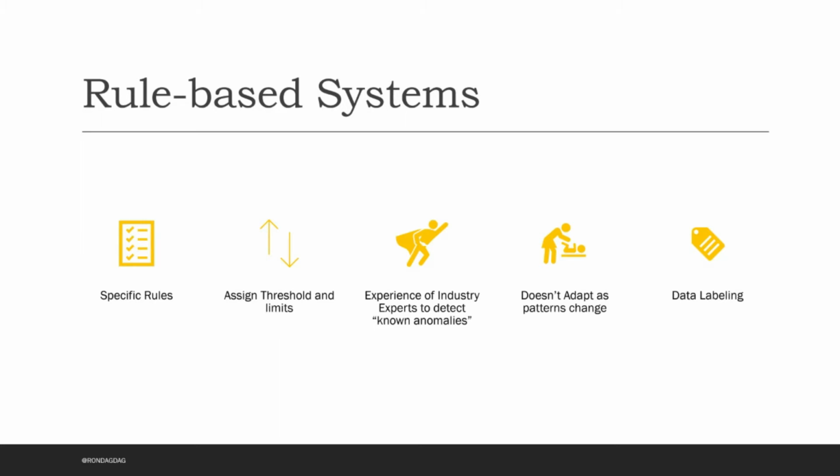The disadvantage is it does not adapt to pattern changes. Through time, the environmental changes can have impact, right? And then, of course, data labeling. You have to label your data as anomalous or not, those kind of things. So that's the disadvantage of having a rule-based system, but it's easy to implement.